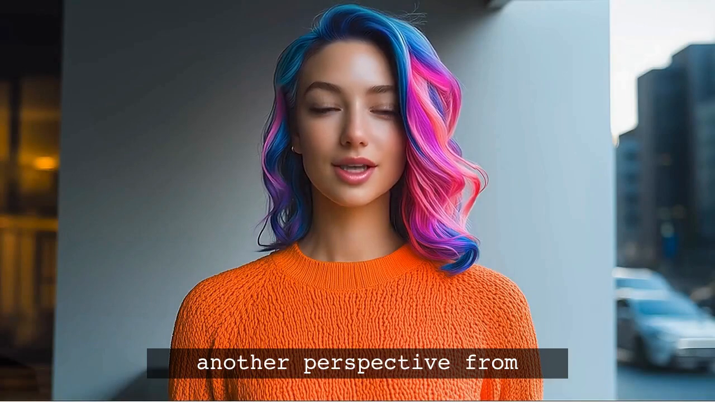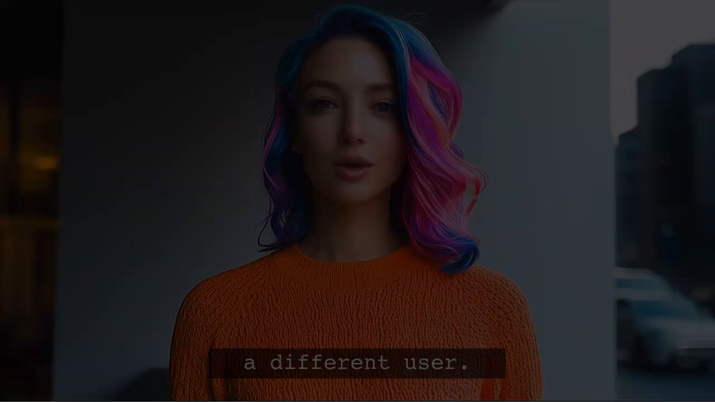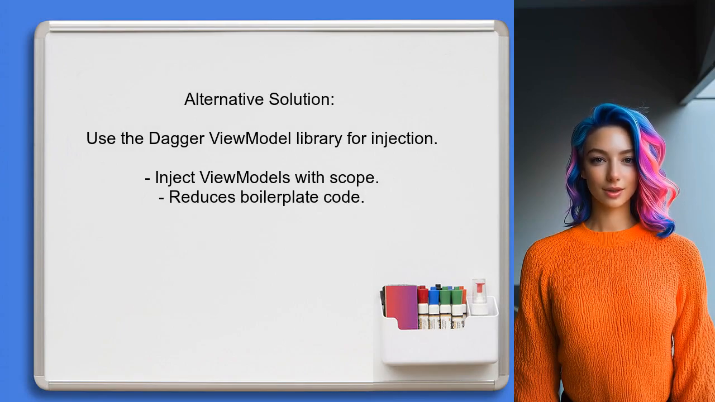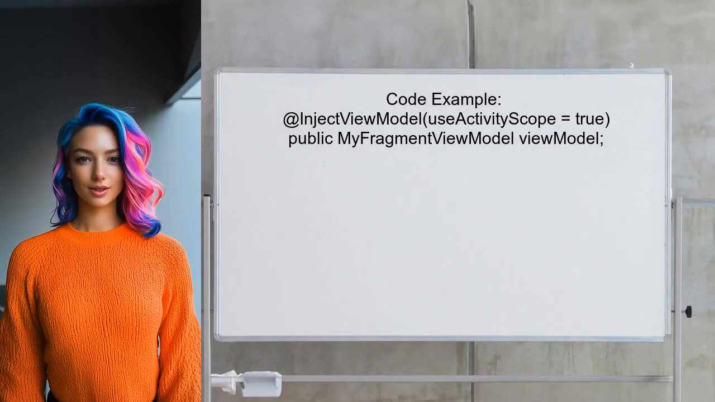Let's check out another perspective from a different user. One alternative solution comes from a user who suggests using the Dagger ViewModel library. This library allows for injecting ViewModels in a Dagger-like manner, while also specifying the ViewModel's scope. With this approach, you can use an annotation to declare your ViewModel, like this, @InjectViewModel, use activity scope equals true. This simplifies the setup process.